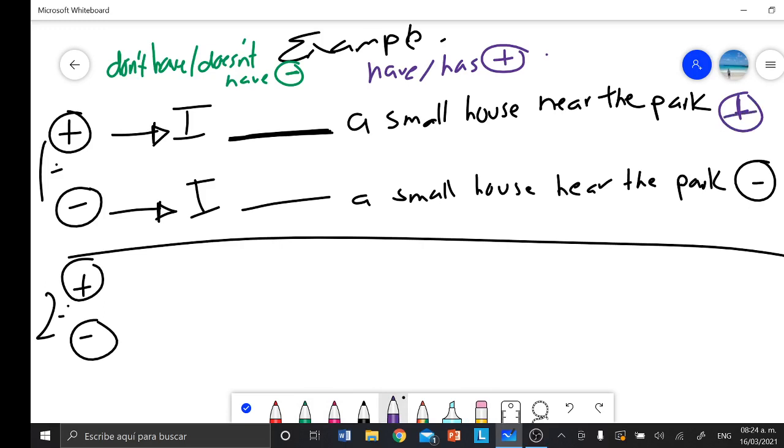Yes. So over here the first option is going to be I have or I has a small house near the park. Obviously the answer is going to be I have a small house near the park. Now the same sentence that we have over here, la misma oración, we need to change it into the negative form. La tenemos que cambiar en forma negativa. Entonces our two options are going to be this, but according to the explanation that I have just given you, de acuerdo a la explicación que apenas di, obviously the answer is going to be don't have, porque acuérdense que tenemos que identificar cuál es el sujeto y a qué grupo pertenece.